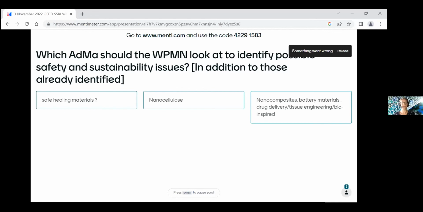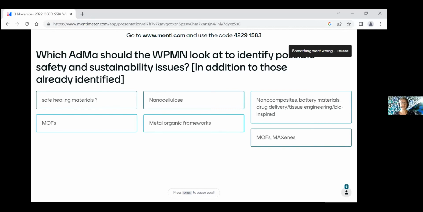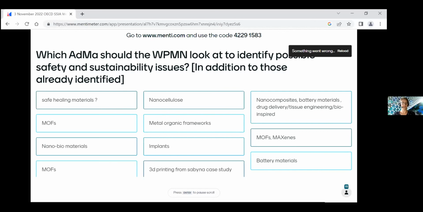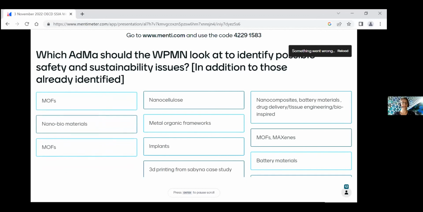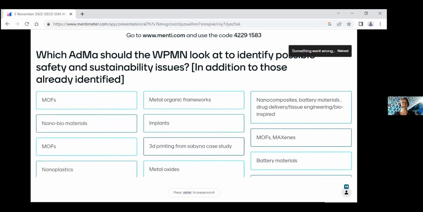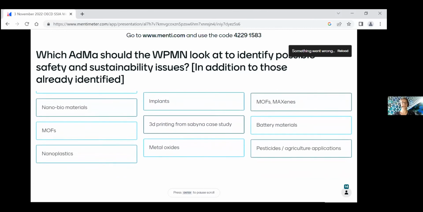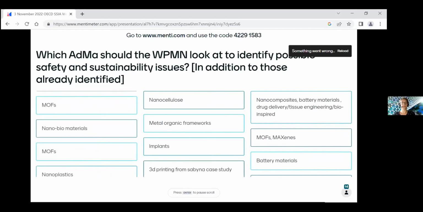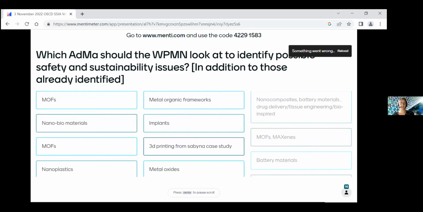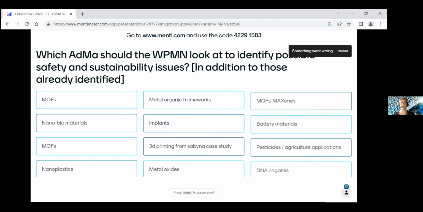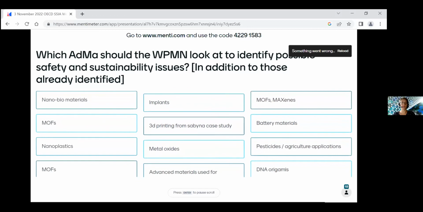So we have already first answers, like for instance, safe healing materials or nanocellulose, materials used for batteries or drug delivery. Yeah, there are the metal organic frameworks or MOFs, vaccines, we already heard. Nanoplastics. Oh, there's seems that the project Sabina also works on 3D printing, so maybe they can provide some input to the 3D case study we are planning for next year.